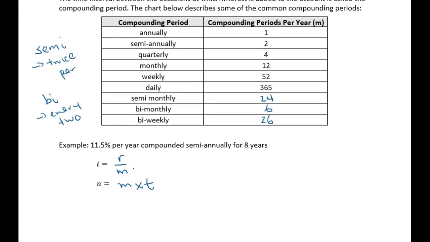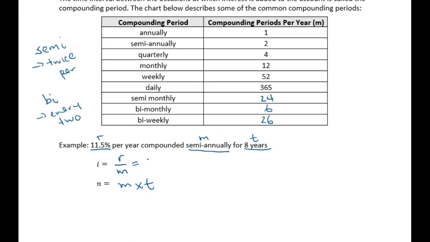So we're pretty comfortable with r and t from simple interest. So we have 11.5% per year compounded semi-annually for 8 years. We have 3 bits of information in here. This is our r value, and remember, we need to put that in decimal format. Semi-annually would be my m value, and I can go to the chart or think about what that means: semi is twice per, so 2 per year. And then 8 years would be my time frame. Remember, this needs to be relative to the number of years that you have.